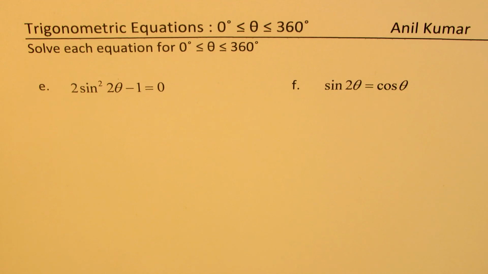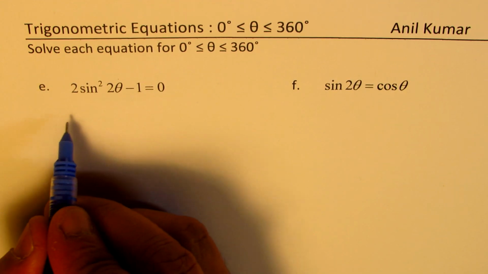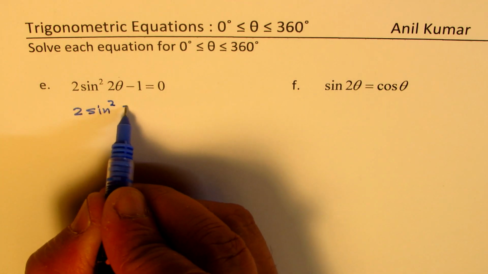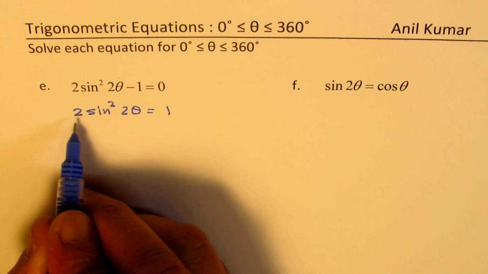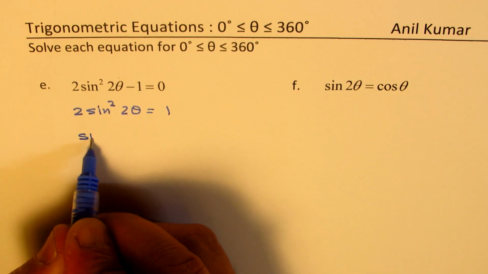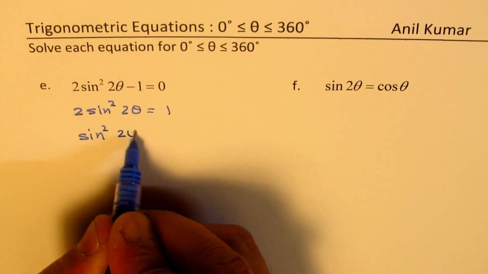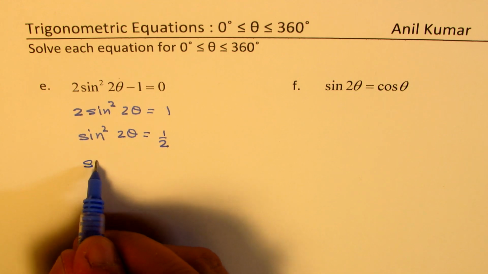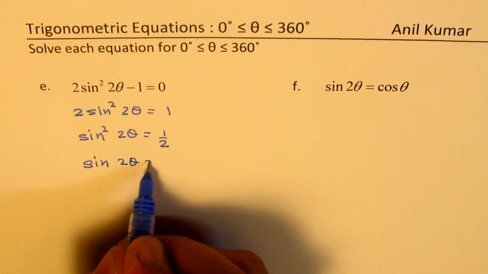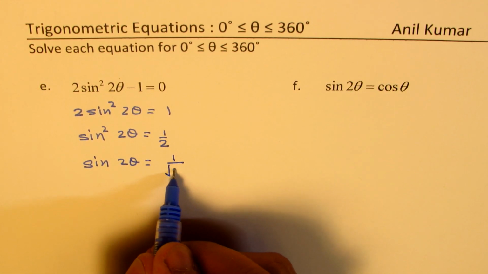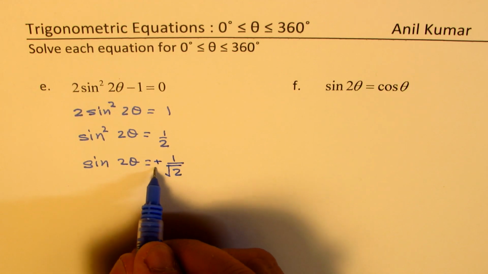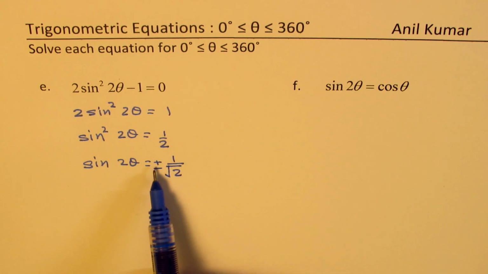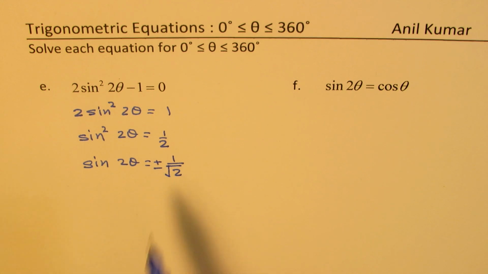Let us see how to do E. We can rearrange this equation. We can write 2 sine squared 2 theta equals 1. Then we can divide by 2. We get sine squared 2 theta equals 1 over 2. And then taking the square root, we get sine 2 theta equals 1 over square root 2 with plus and minus sign. Remember, whenever you take a square root, you get both positive and negative value.